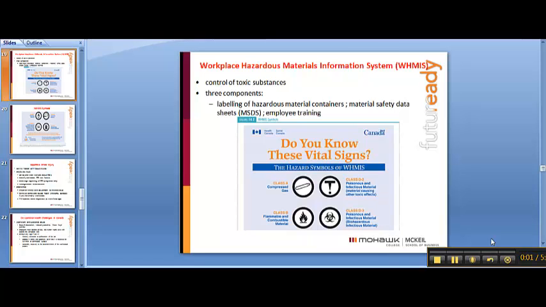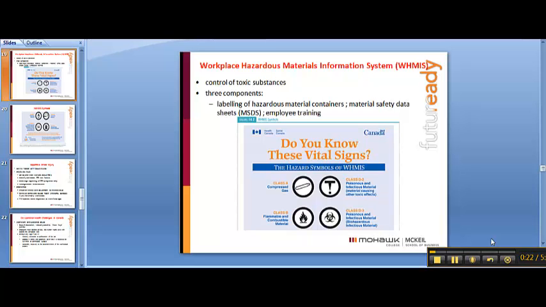Hi folks, let's talk a little bit in health and safety about the Workplace Hazardous Material Information System, known as WHMIS. This is all part of keeping our workplace a healthy work environment, and part of having a healthy work environment is making sure that people know what to do to reduce contact with hazardous materials.